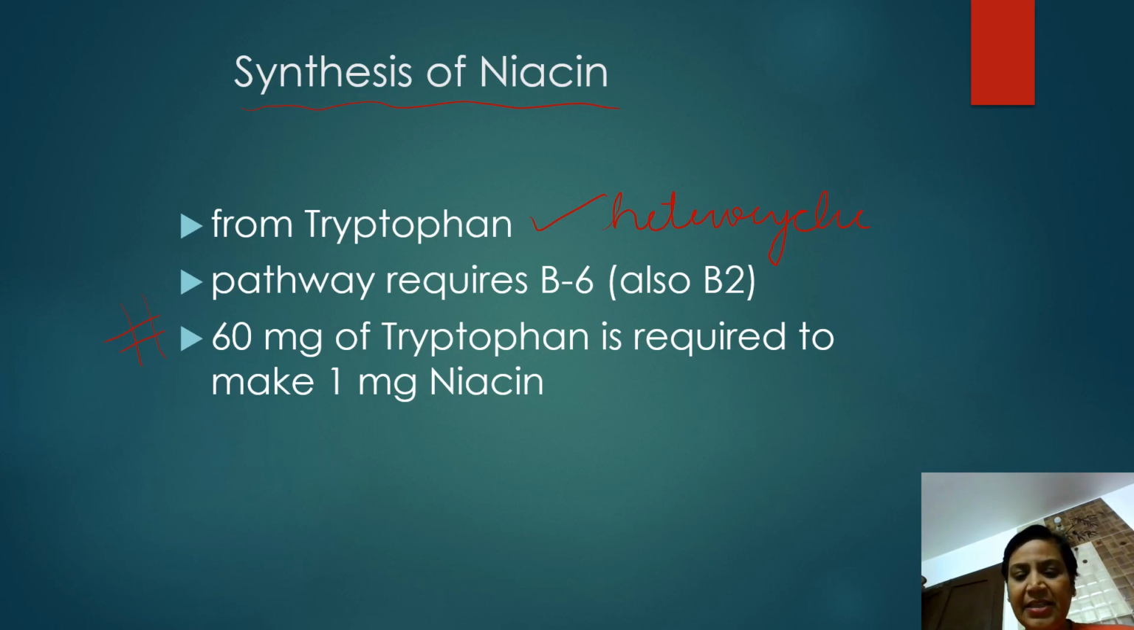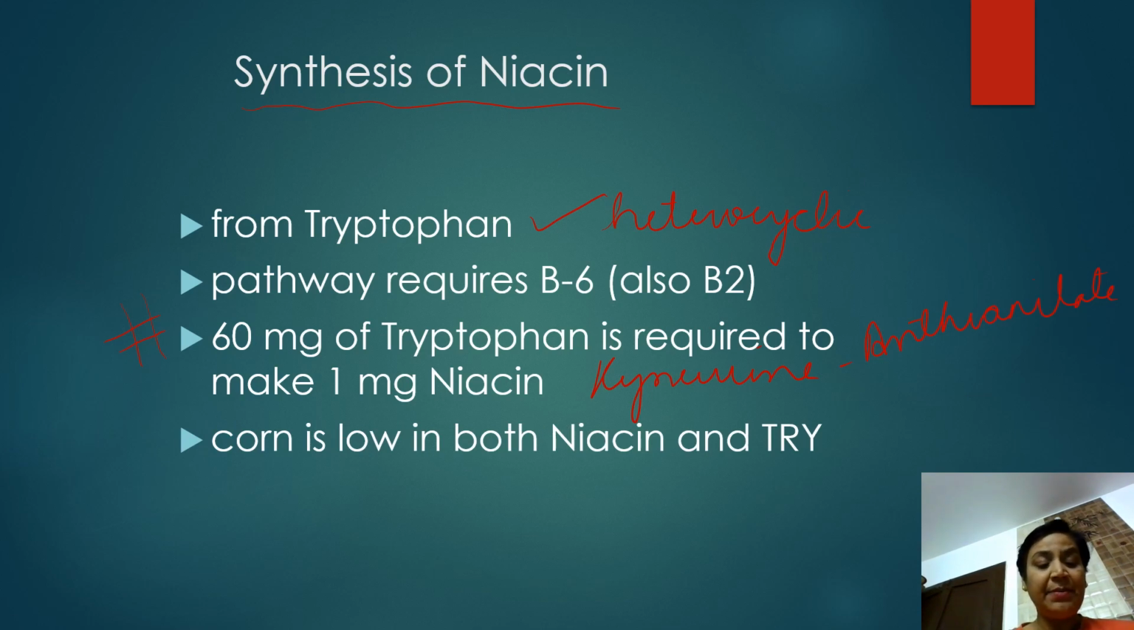And this is synthesized by the kynurenine anthranilate pathway. Very important, 60 milligram of tryptophan is required to make 1 milligram of niacin.